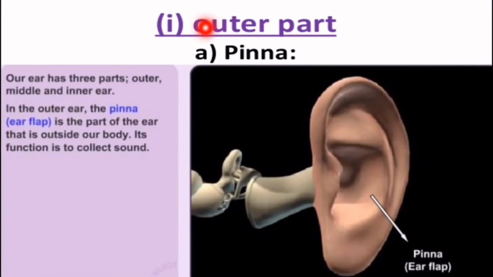So the first part of our ear is the outer ear, and it is subdivided into three parts. First is the pinna. It is also known as the ear flap. The pinna, or ear flap, is the part of the ear that is outside our body. Its function is to collect sound.